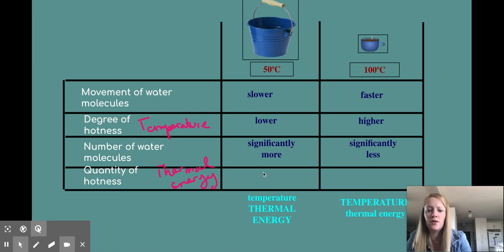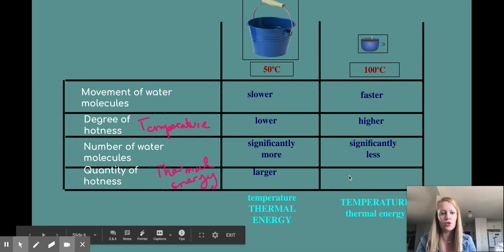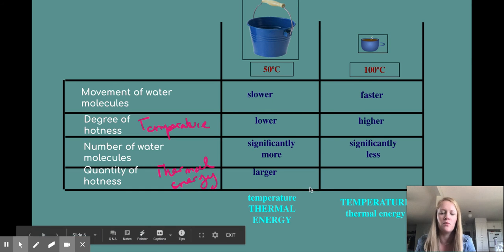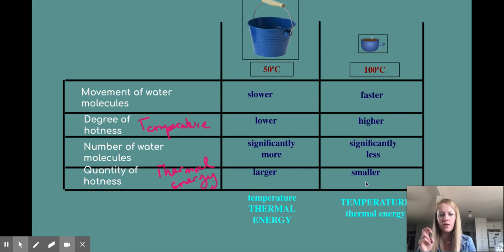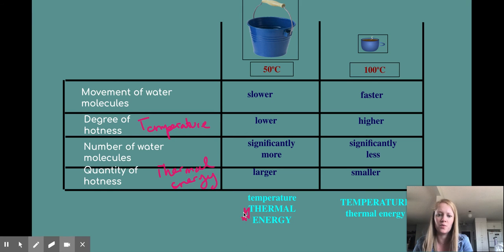And the thermal energy in the bucket is actually larger because there's so many more particles in it. They might be moving a little slower, but in total, there's way more degrees, quantity of hotness. And the teacup, though they're extremely hot or the temperature is high, because there's less of them, that thermal energy is actually a lot lower. So overall, the bucket has a higher thermal energy.